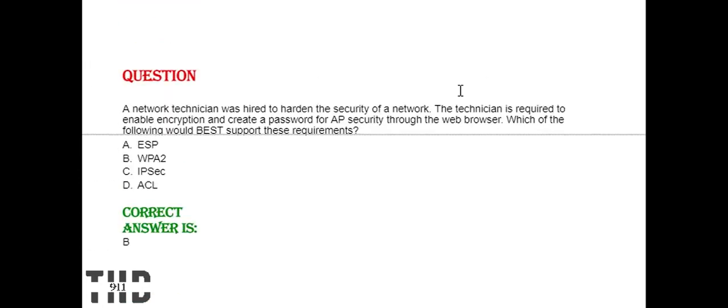The network technician was hired to harden the security of a network. The technician is required to enable encryption and create a password for AP security through the web browser. Which of the following would best support these requirements? Option A, ESP. Option B, WPA2. Option C, IPsec. Option D, ACL. The correct answer is option B.